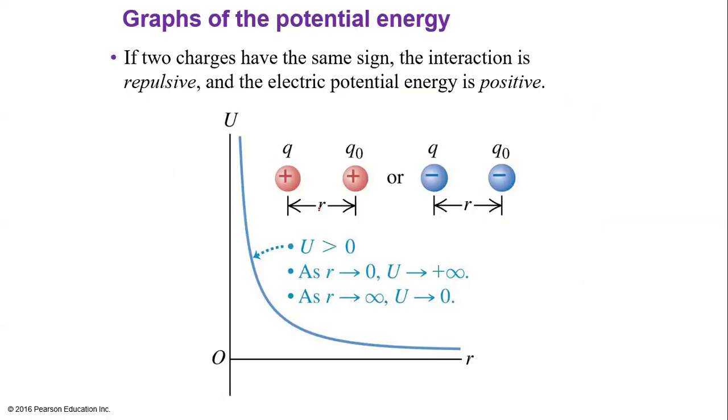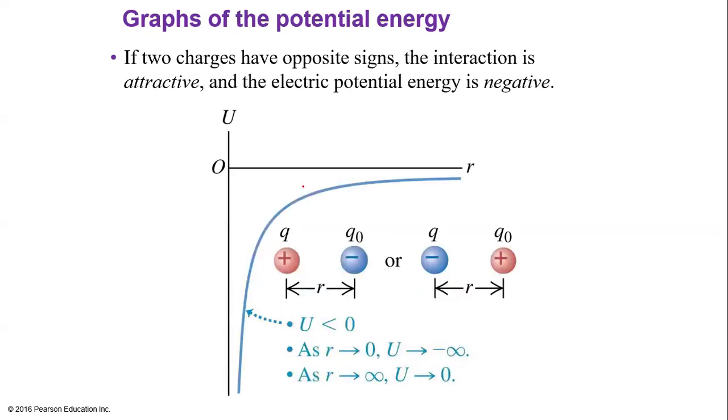So here, if the two charges have the same sign, the interaction is repulsive. The electric potential energy is positive. So if you look at this, as the distance approaches zero, the potential approaches infinity. As the distance approaches infinity, the potential approaches zero. If the two charges have opposite signs, the interaction is attractive and the electric potential energy is negative.